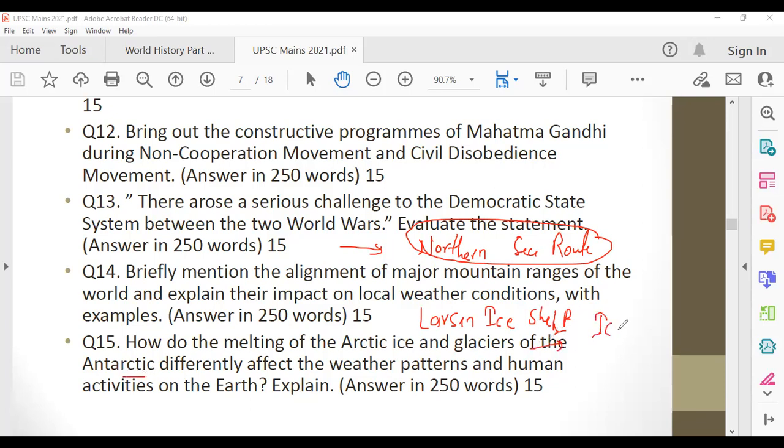Understand one thing, ice has the highest albedo. Albedo is what? Reflectivity. So if you have more ice, you have more reflectivity, more heat you're reflecting. And if you're reflecting more heat, you have lesser temperature. But if there is lesser and lesser ice, there will be lesser albedo, lesser reflectivity, more absorptivity. So if there is more absorption, temperature will increase. So if you have lesser ice, it will hasten the process of global warming. So all these points you have to talk about.